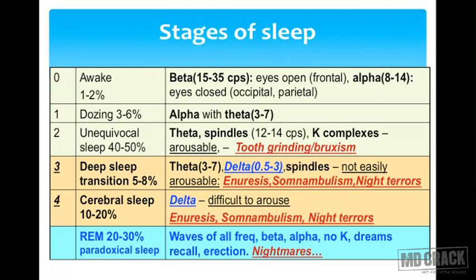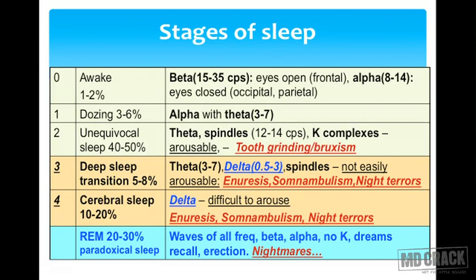That stage 2 is called unequivocal sleep, and this occupies the largest amount of time, that's 40 to 50% of the time. And here you have theta waves. Along with this, you also have spindles and K complexes. The spindles are about 12 to 14 cycles per second. During the unequivocal sleep, the patient is quite arousable. And during this stage 2 sleep, you get the phenomenon of tooth grinding, which is called bruxism, is very characteristic of stage 2.